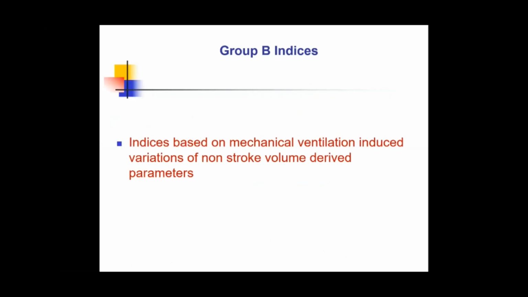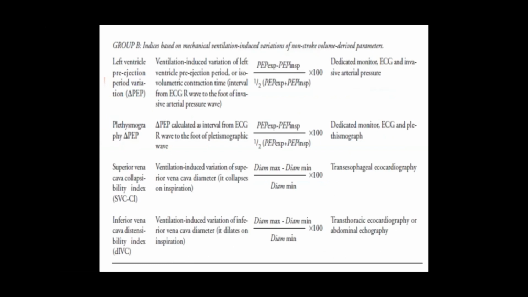These indices are also based on the mechanical ventilation induced variations of norms, but the difference between Group A and Group B is that they are derived from non-stroke volume derived parameters. These variations, which we are going to measure to predict fluid responsiveness, are from non-stroke volume derived parameters. First in the series of these Group B indices is left ventricle pre-ejection period variation. And let's understand what this is.